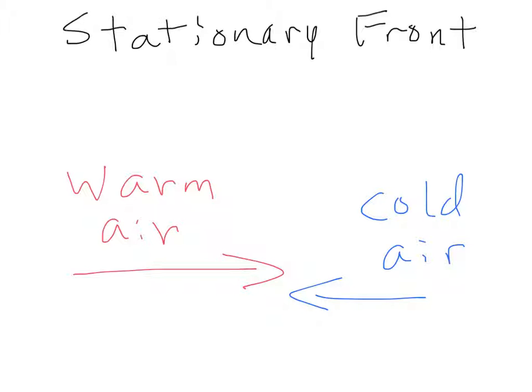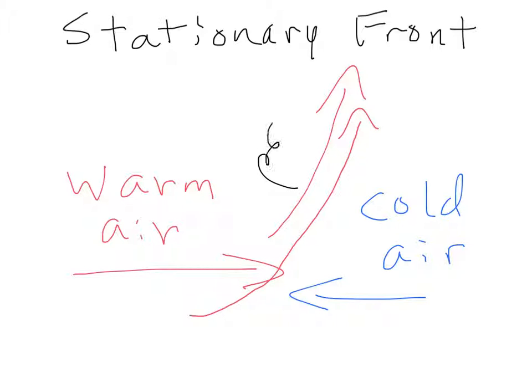So what happens is, even though neither one is pushing the other out of the way, the warm air still gets pushed upward on top of the colder air because it's less dense. And when this happens, again, anytime you have rising warm air that's humid enough, you can get some cloud formation again, and some periods of rain or snow depending on the time of year and the temperature.